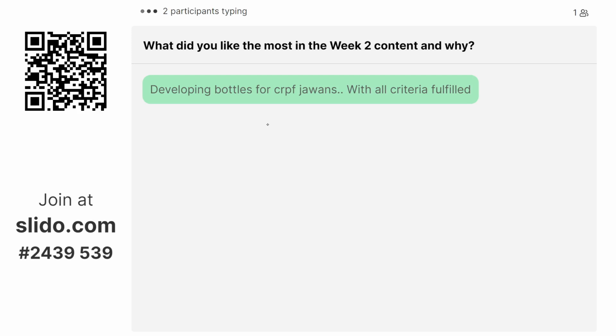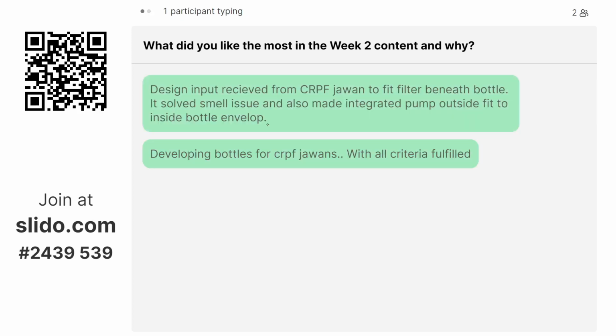I think it is a very interesting case study because it had everything in it. See how color became such an important aspect in terms of designing that bottle because they wanted it to be camouflaged in their setting and with their dresses as well, right? So right from the water bottle volume to the color factor to the cost factor and the filtration part which needs to be very intuitive, very easy, and how the second input which we have got, the design input received from CRPF Jawan to fit filter beneath the bottle.